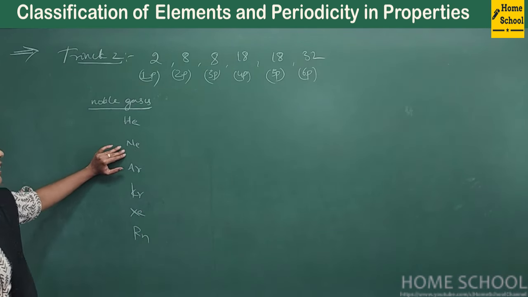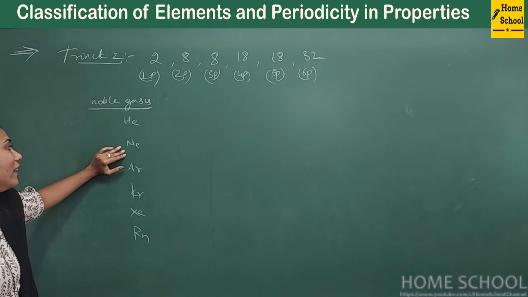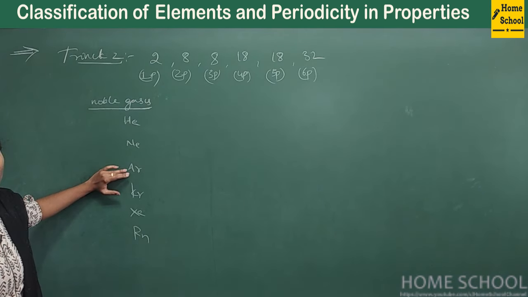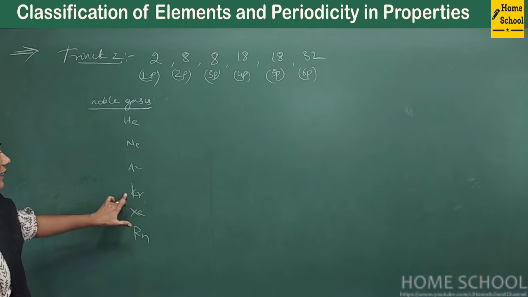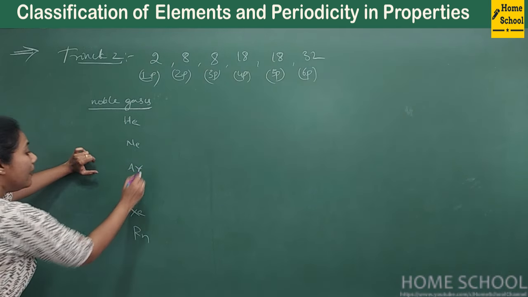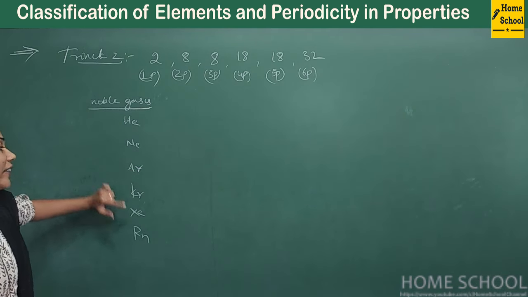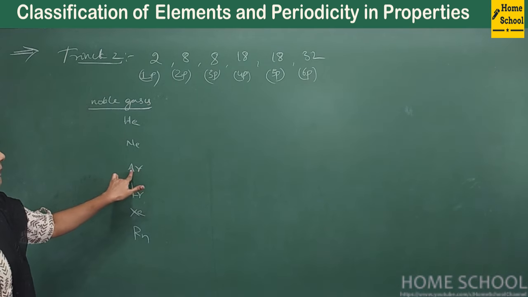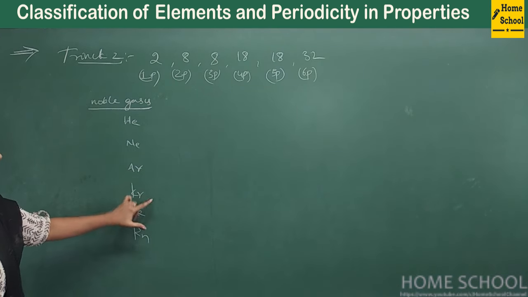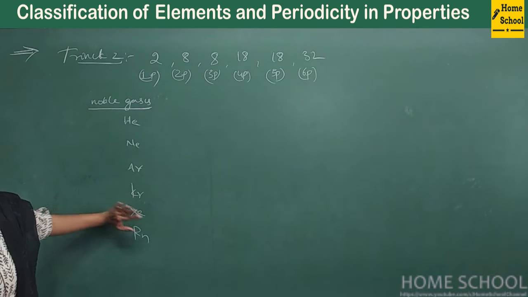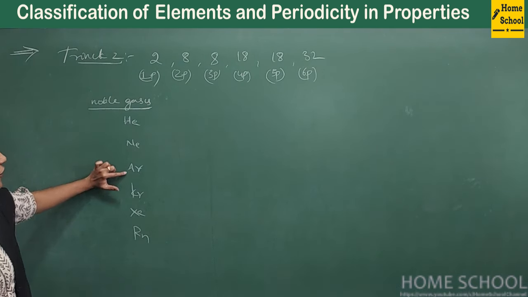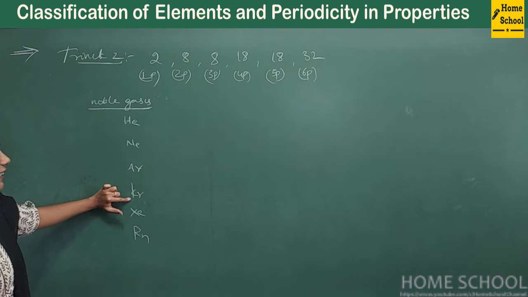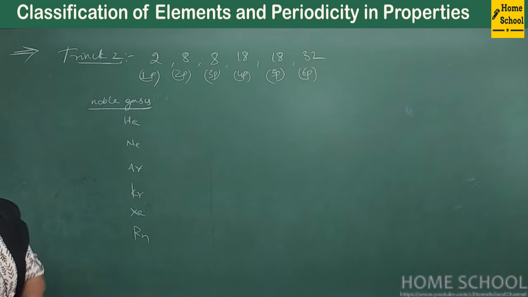Helium, neon, everybody knows, it's a common thing. And after neon comes argon, and after argon, many of them will get confused whether xenon will come or krypton will come. But krypton will come. Just remember, argon, krypton, both of them will come one below the other. A comes first, so argon, later krypton, after that xenon and radon.